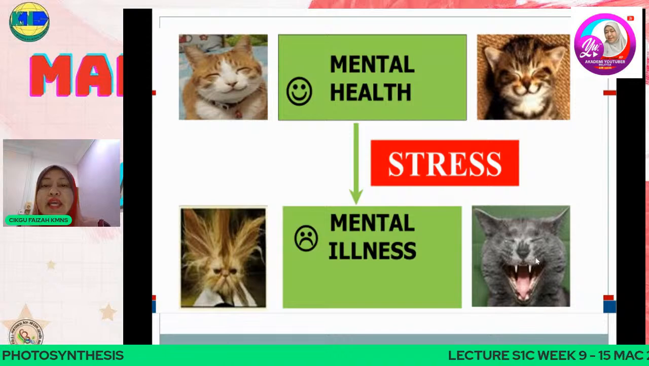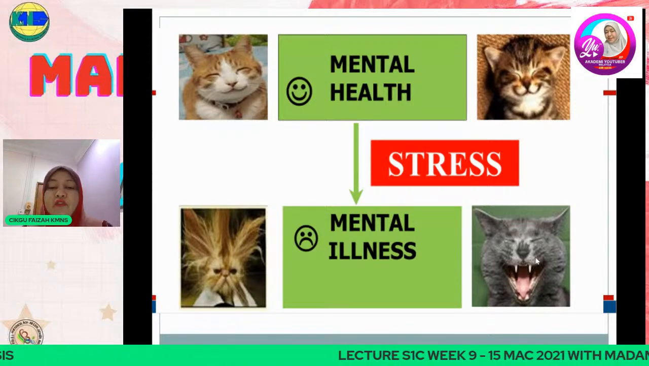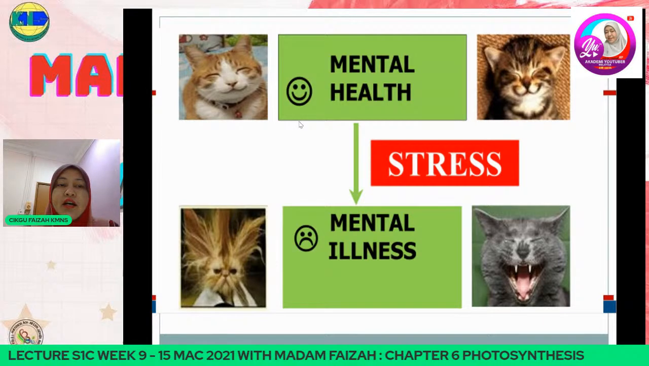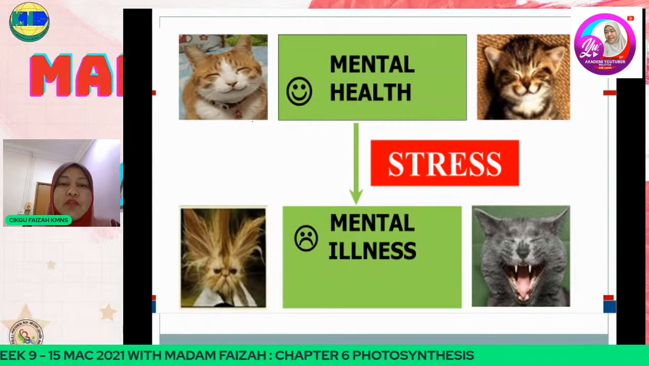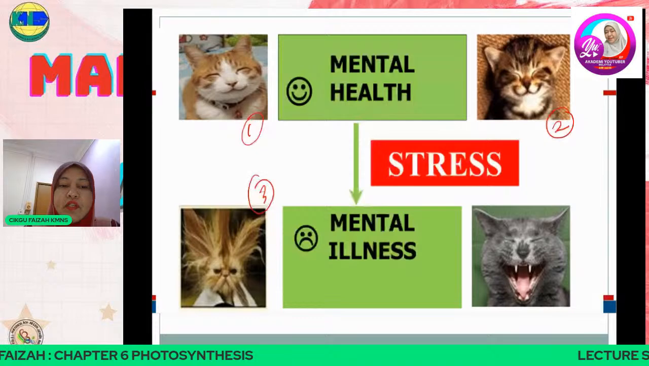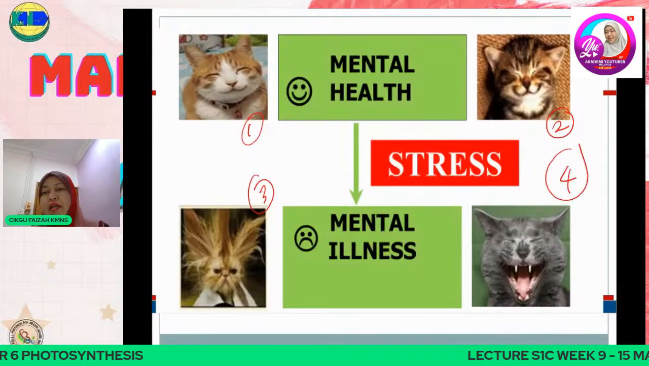Okay, look at all these 4 faces. Muka cute kucing ni kan, kalau you tengok muka, where are you? Muka number 1 ke, muka number 2 ke, muka number 3 ke, muka number 4? Right, so hoping you are all in a good condition.